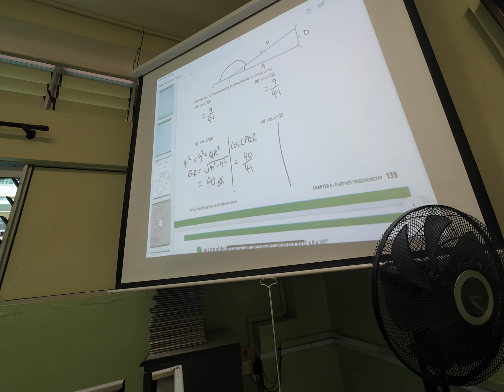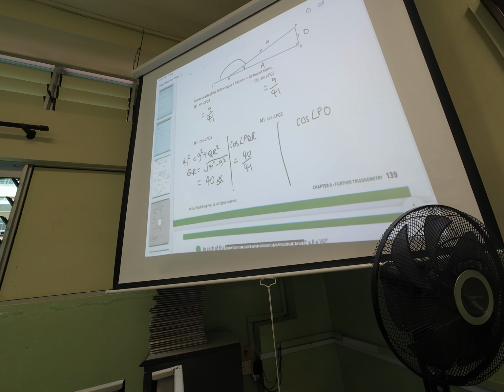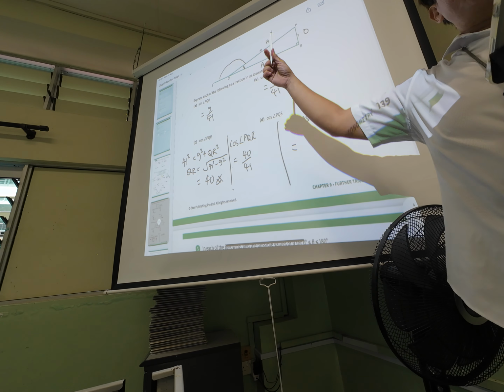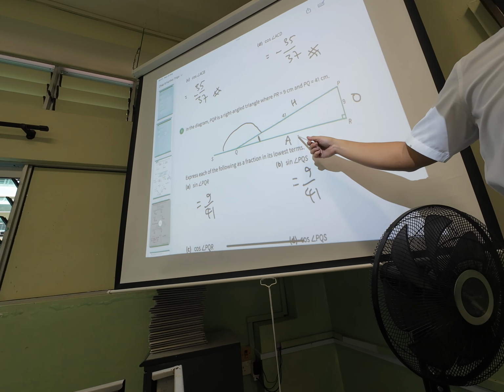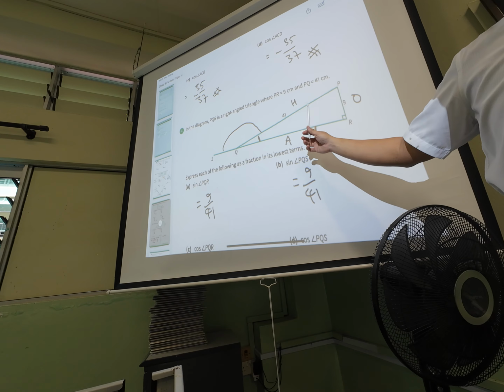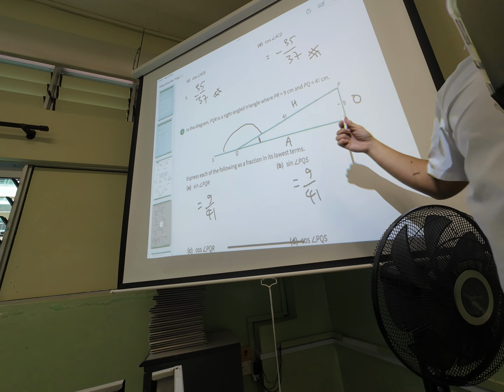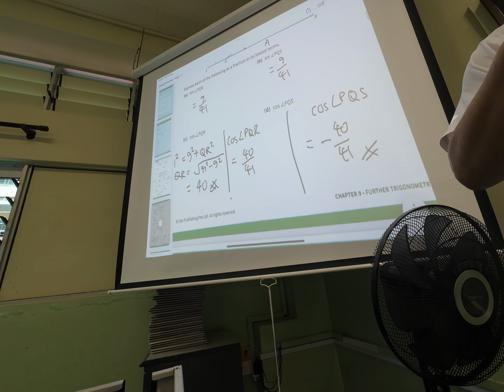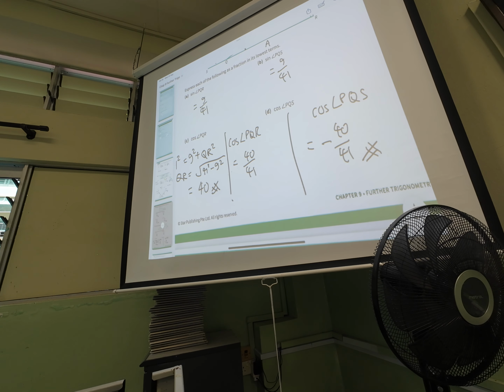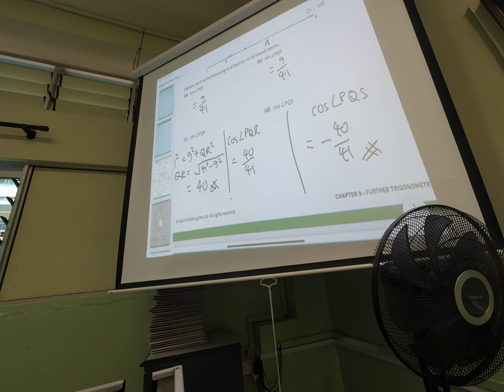And your part D, cosine angle PQS, is also talking about the same right angle triangle, but this time round my adjacent is considered to be negative. So it is the negative of this cosine, so it is equal to negative 40 over 41. Okay? So don't care which direction we draw. As long as it is an acute angle, cosine is always positive. For an obtuse angle, the cosine is always the negative of the acute angle one. So it is always negative.